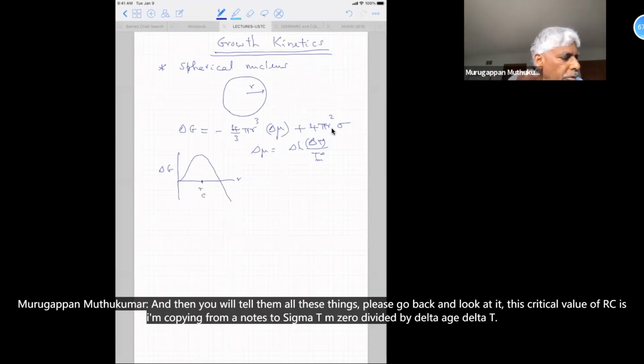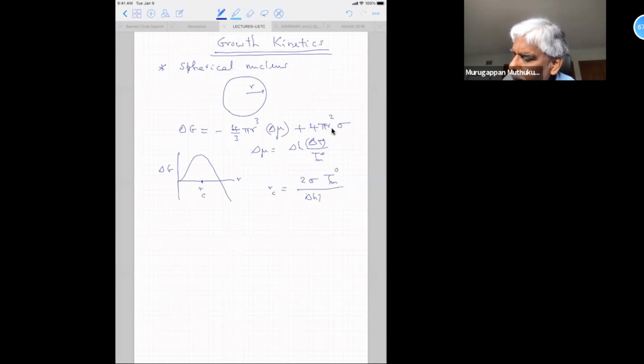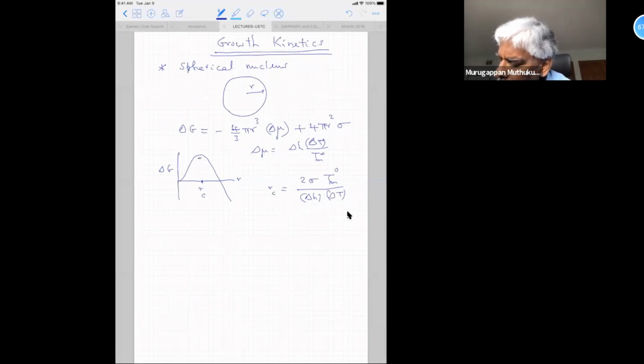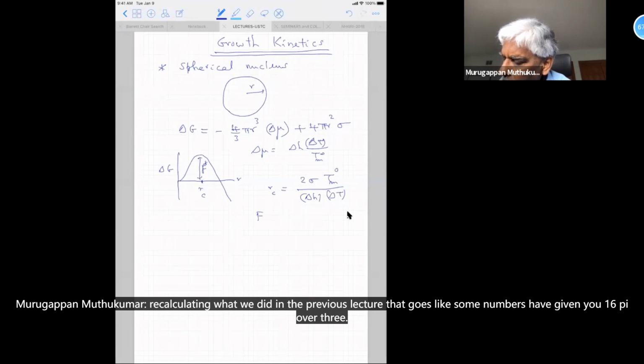And then we worked on all these things. Please go back and look at it. This critical value r_c is, copying from my notes, 2 sigma Tm0 divided by delta H delta T. So the critical nucleus size is proportional to 1 over delta T. Similarly, the barrier, this is a barrier. I'm recapitulating what we did in the previous lecture.